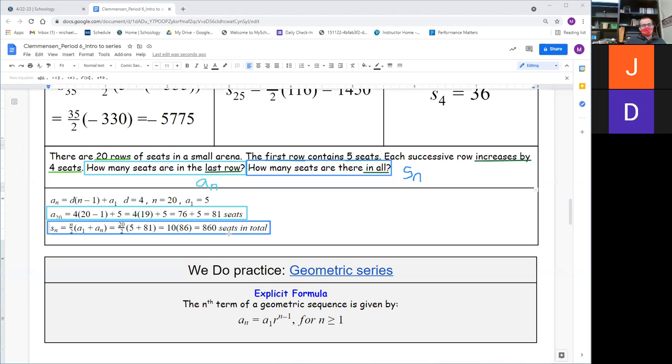Are there any questions on this problem right here? All right, if there are no questions, I'm going to set you free to work on your UDO problems and your exit ticket. Let me know if you have any questions on those. I'm here to help. Good luck.